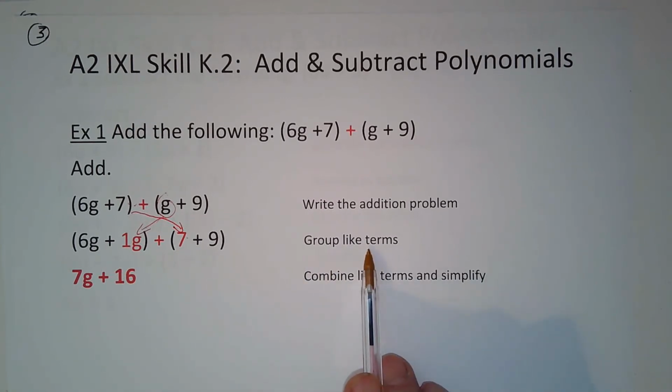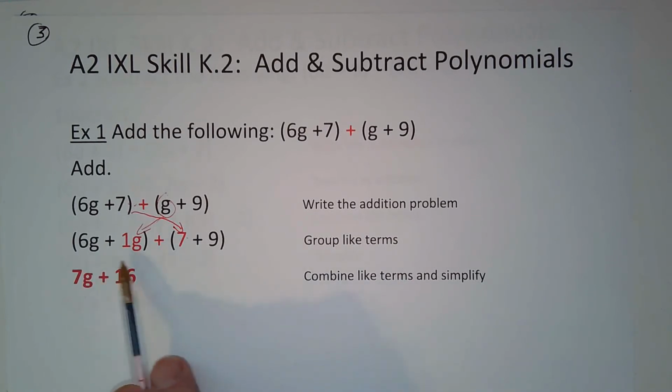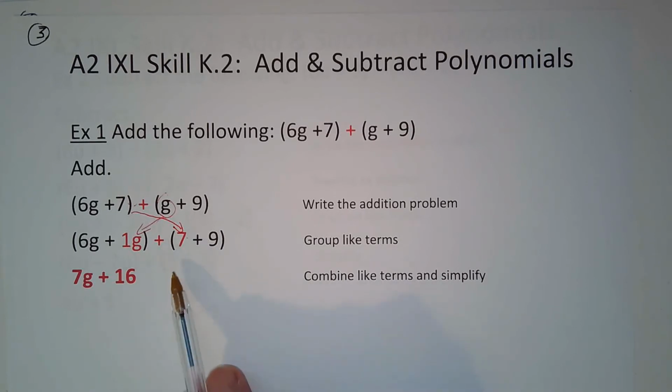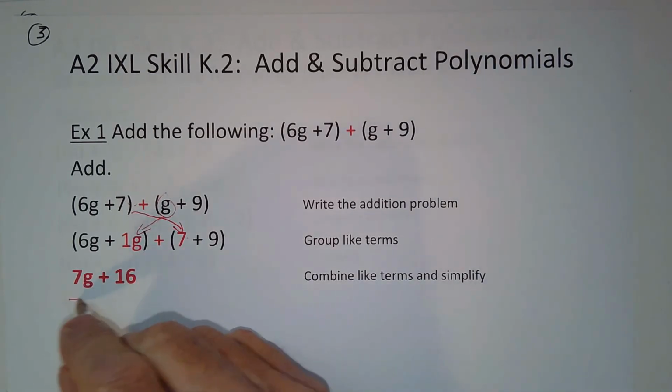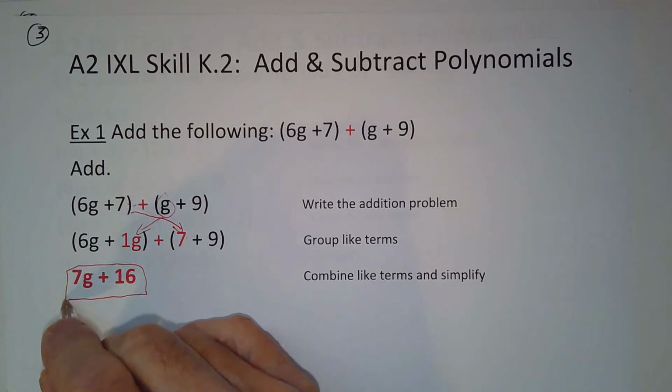So now that we've grouped them, we're going to combine like terms and simplify. So 6g's plus 1g is 7g, and 7 plus 9 is 16. And we are simplified. That is our answer. Okay?